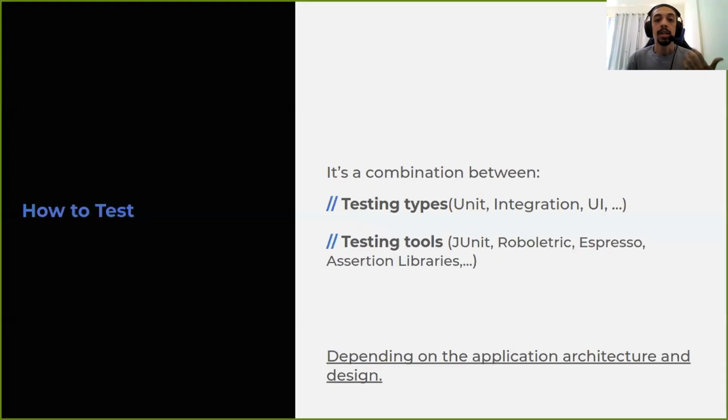And how are you going to test it? It's going to be a combination between the testing types and testing tools, where depending on the test type that you have, a different testing tool is used. So usually if you are learning about testing, you'll see that the most common types of tests that are applicable are unit testing, integration testing, and UI testing.